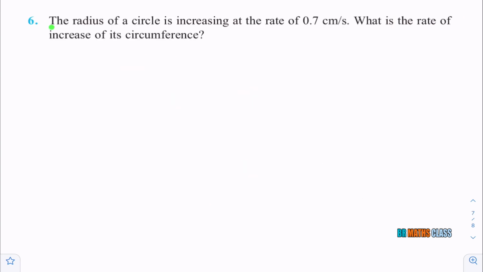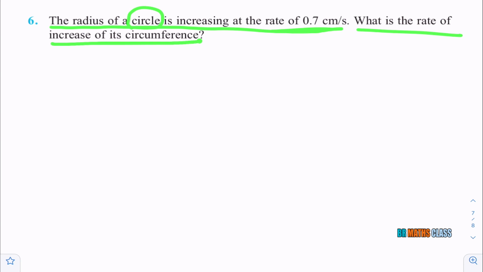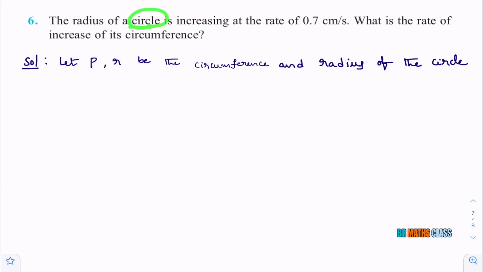Now you observe this question. The radius of a circle, you can identify that this problem is related to circle, is increasing at the rate of 0.7 centimeter per second. What is the rate of increase of circumference? So as I identified this problem is related to circle, I'll write the first step in the solution. In the question, circumference and radius, two things are there.